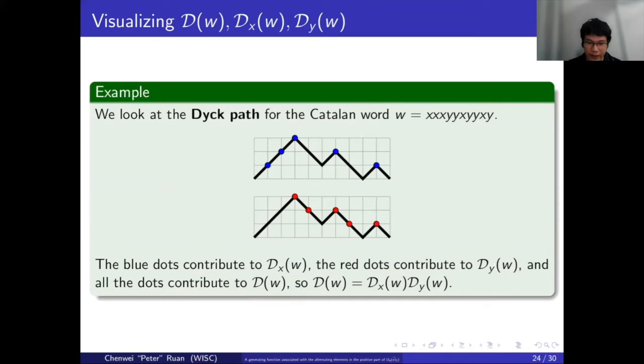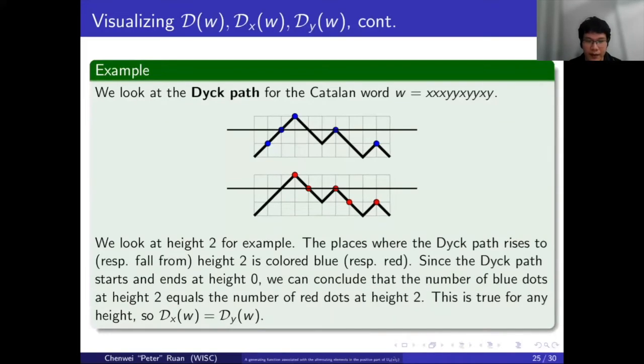So we have a result that kel d of w is a product of kel d of x of w and kel d sub y of w. Now next, we only need to show that this kel d sub x is the same as kel d sub y. And then let's still look at this example.